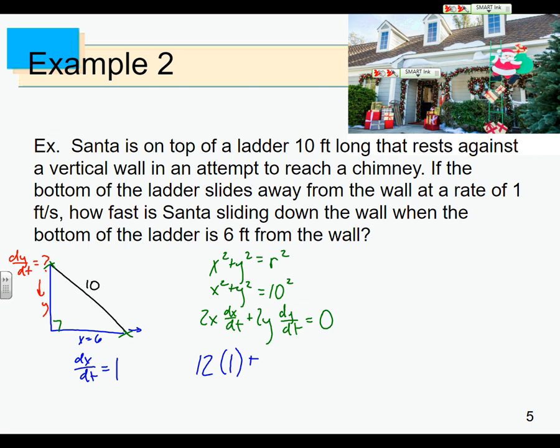My y, now this is where I'm just taking that snapshot. My y actually can be plugged in with the 6 and the 10 into this equation right here. 6 squared plus y squared equals 10 squared. Okay, and so that gives me y squared equals 64. 36, 64, yeah. And then y equals plus or minus 8.